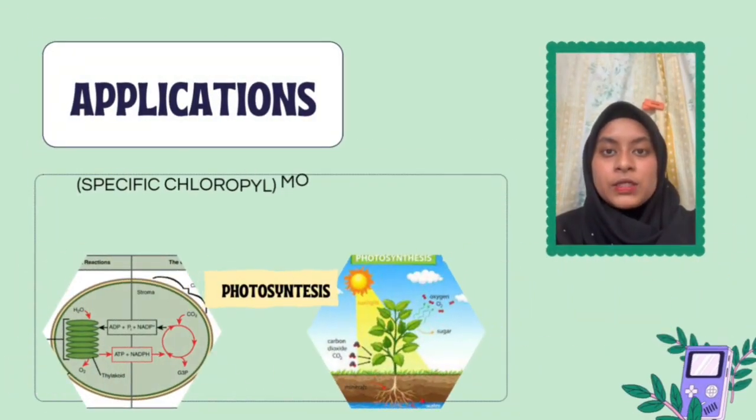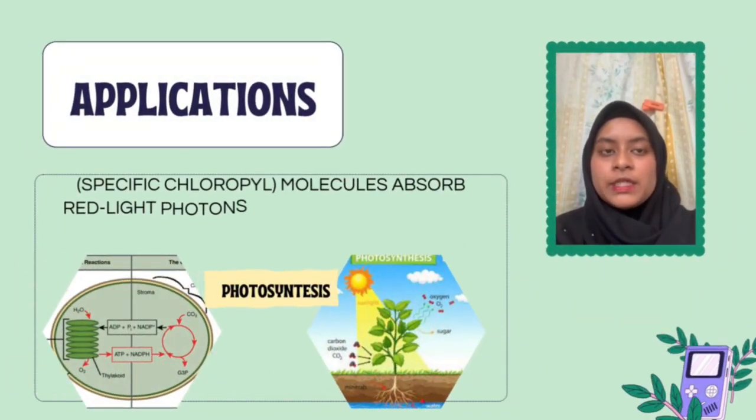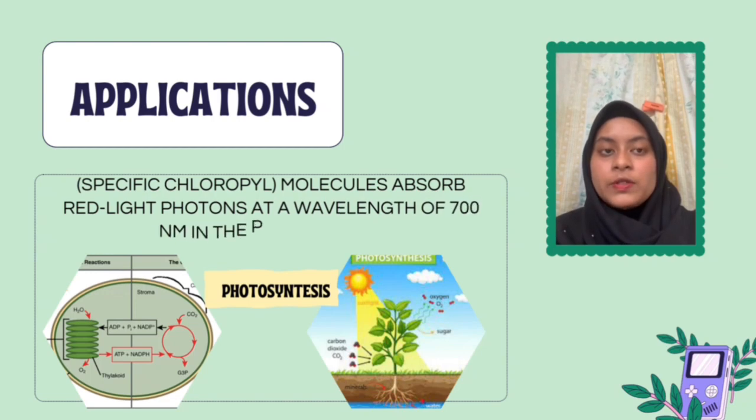The next application is photosynthesis. A specific chlorophyll molecule absorbs red light photons at a wavelength of 700 nanometers in the photosystem.